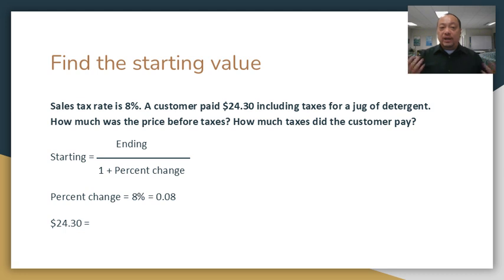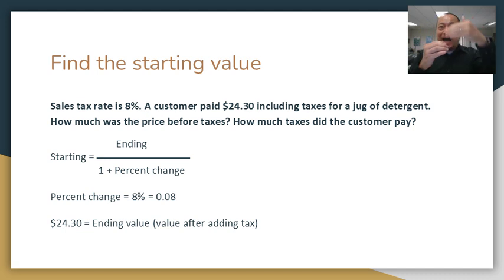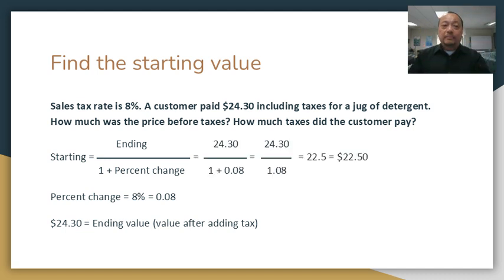The percent change is 8% or 0.08. What about the 24.30? Is it a starting value or an ending value? It's an ending value because it's a value after we've added the sales tax. So it goes in the space of ending. Here we go. Plug everything in. 24.30 divided by 1.08 equals 22.50. So $22.50 was the price of the detergent before taxes.